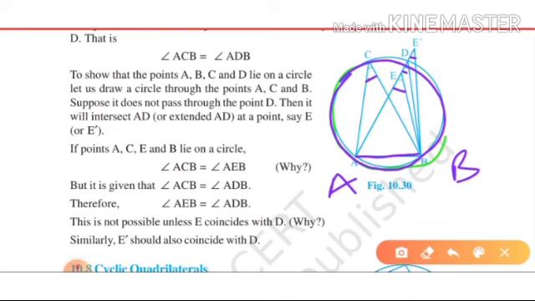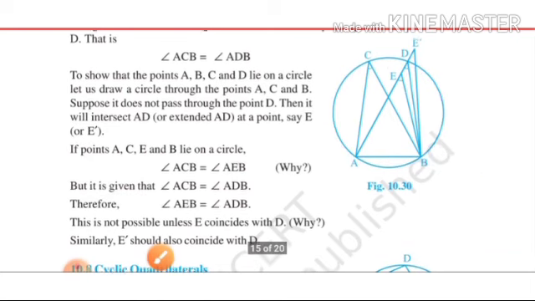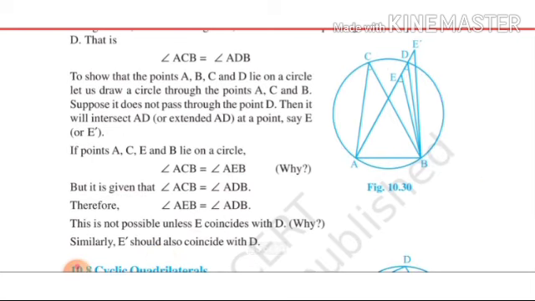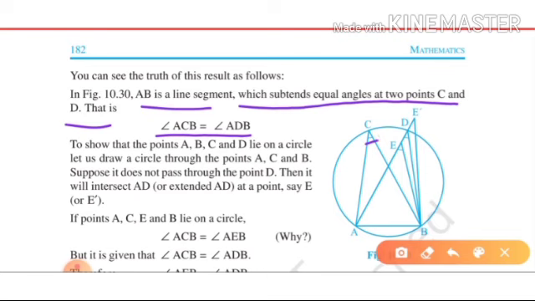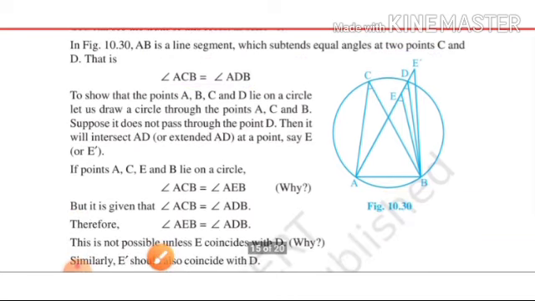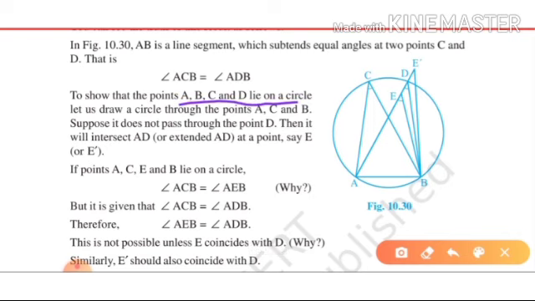Okay, this E and E dash. So what they have done, you can see AB is a line segment which subtends equal angle at the points C and D, that is ACB is equal to ADB. They have given this one, to show these points A, B, C, D lie on the same circle.